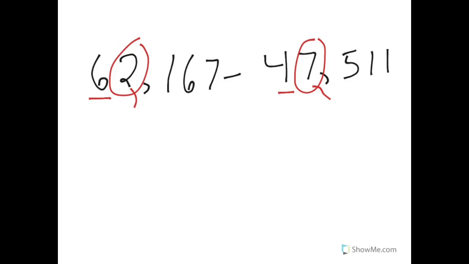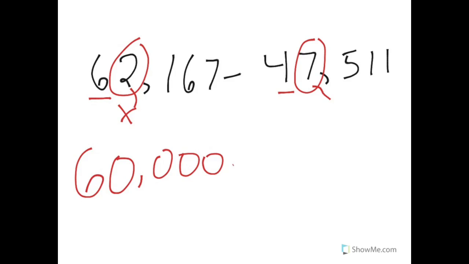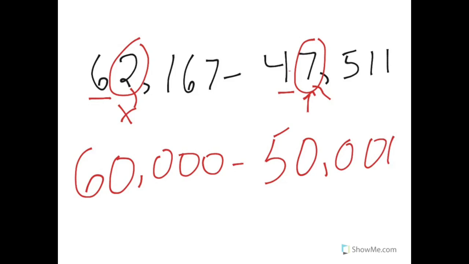In 62,167, the Q tells the 6 to stay the same. So we have a 6, and then all the other digits become zeros. So we end up with 60,000. Over here we have 47,511. This 7 actually tells the 4 to go up, so it becomes a 5, and then all the other digits still turn to zeros.